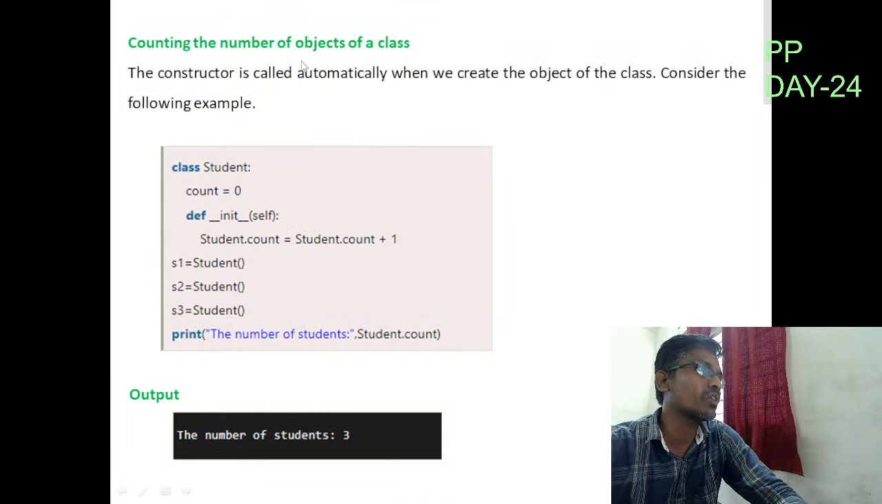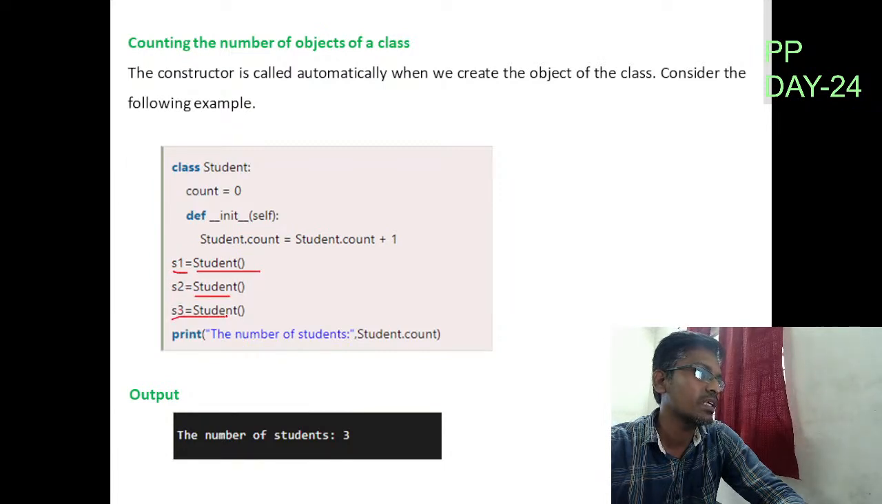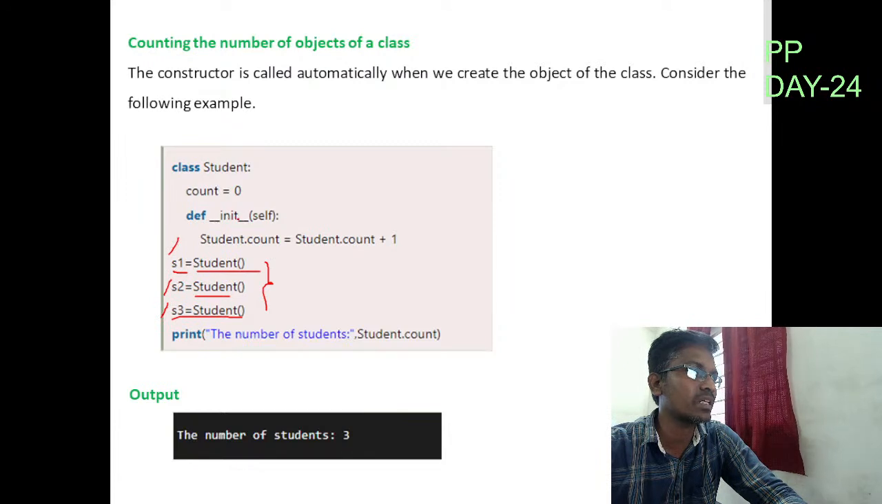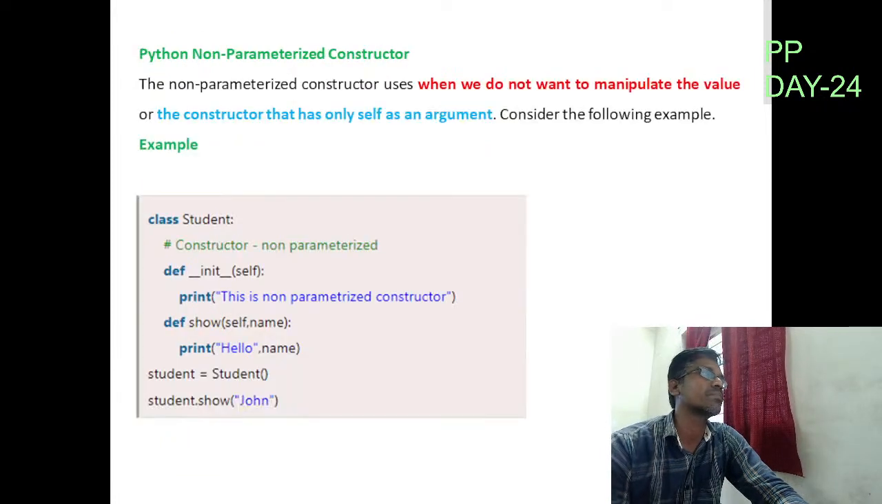How do we count the number of objects in a class? By using a constructor. For example, here I want to create three objects: S1 equal to Student, S2 equal to Student, and S3 equal to Student. By using the init function, I am creating three objects. That's why the count of the number of students is 3.